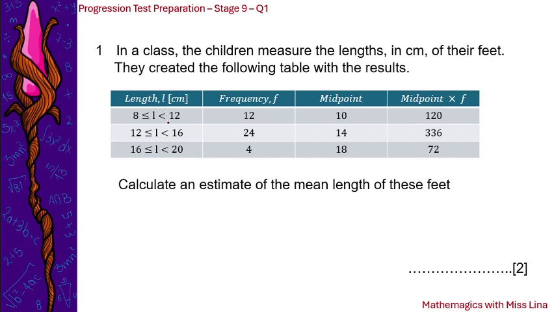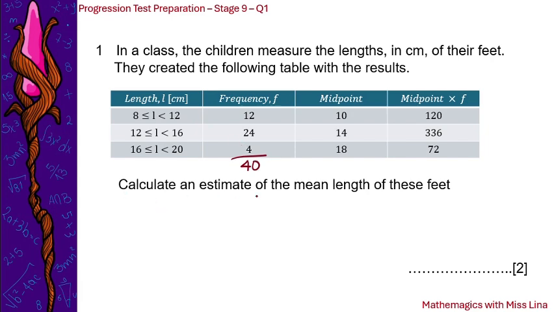Remember, the midpoint is just the number that is right in the middle of these intervals. So the number right in the middle of 8 and 12 is 10. And the frequency means that 12 children in this case had the length of their feet between 8 and 12. So if we add the frequency, we are going to get how many children in total we had. So let's see, 12 plus 24 plus 4, 28 plus 12, which is 40. So here we already know that there are 40 children in total.